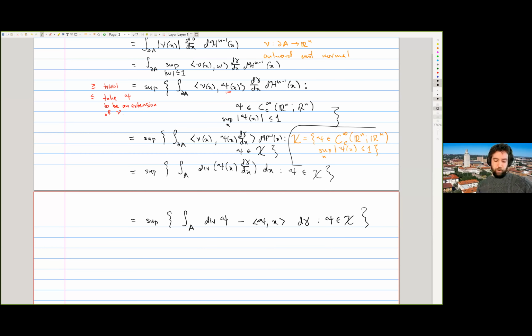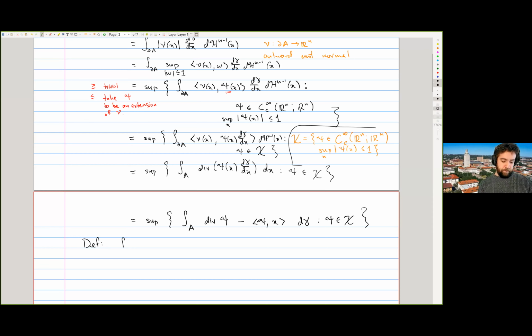Right. So at this point, I'm very happy. I'm very happy because what I've written in the last line makes sense for any measurable set A. For any measurable set A, for any smooth vector field, this integral exists. Now the supremum, if my set A is a nasty set, could well be infinite, but that's fine. I'm happy to have sets that have infinite Gaussian surface area. So this is going to be now my definition.